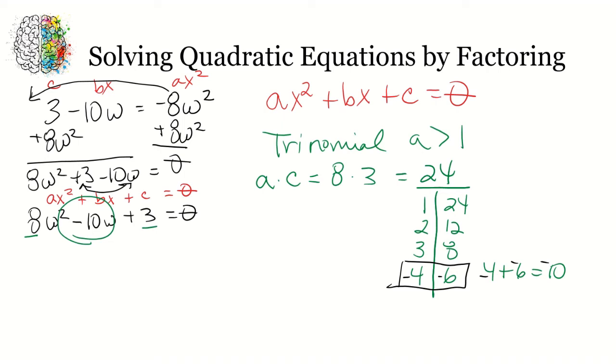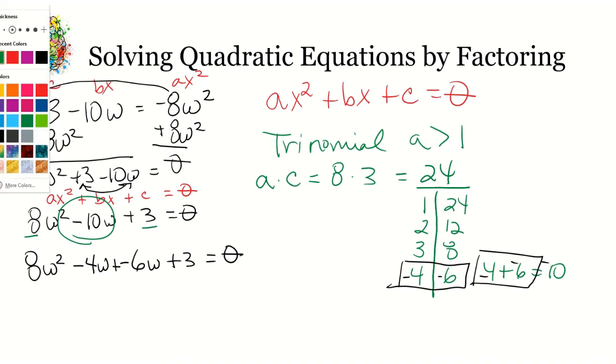So now I'm going to rewrite my equation as 8w squared. And then instead of this negative 10w, I'm going to write the sum of minus 4 and minus 6. So I'm replacing the negative 10, breaking it into two parts. So that's going to be minus 4w minus 6w plus 3 equals 0. Now I need to group these and get them into binomials.